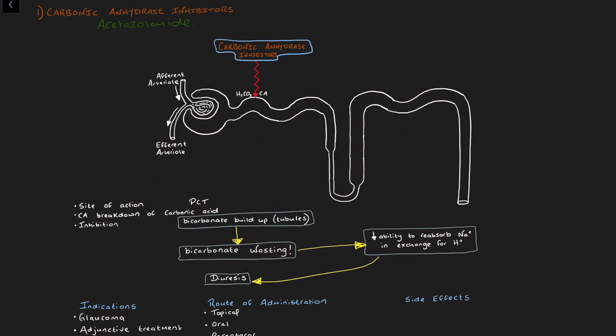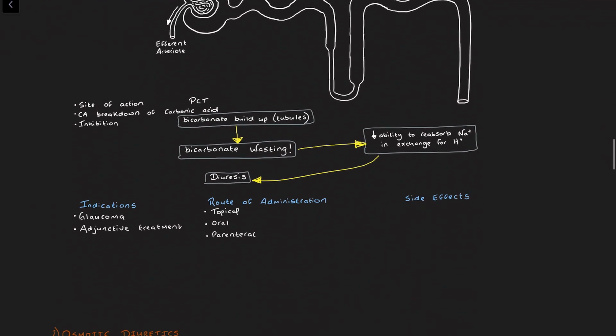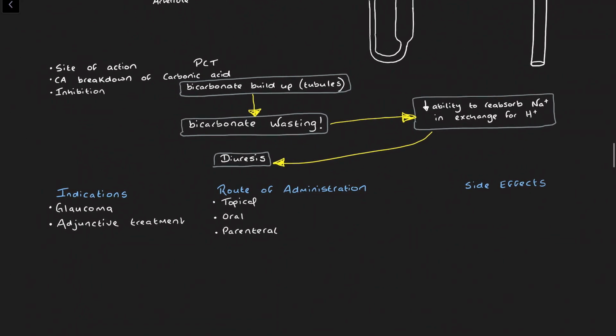Some of the indications include chronic simple glaucoma, as it reduces intraocular pressure by decreasing the formation of the aqueous humor in the eye, and it could also be used as an adjunctive treatment of edema due to congestive heart failure. It's important to remember that the carbonic anhydrase inhibitors are weak diuretics, so they're very rarely used for their diuretic effect.